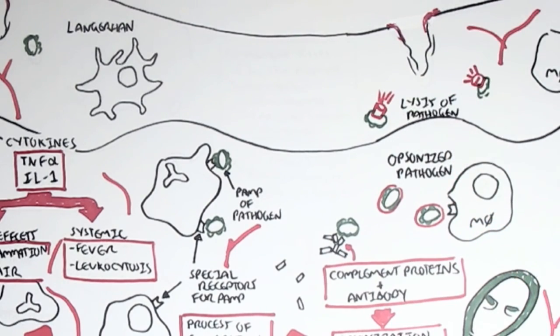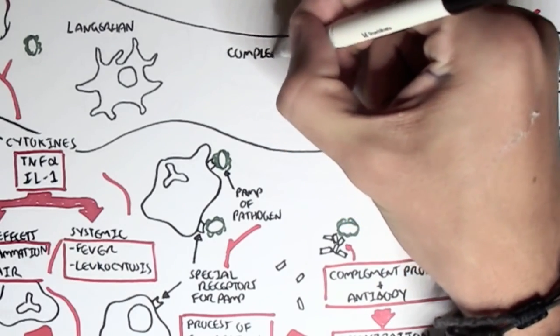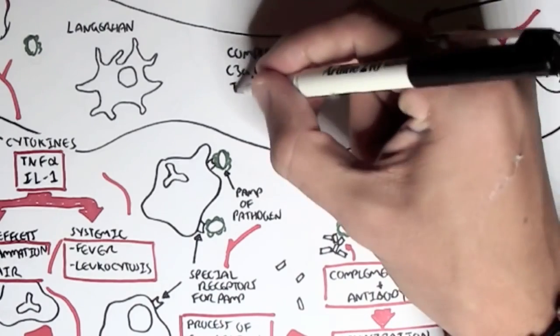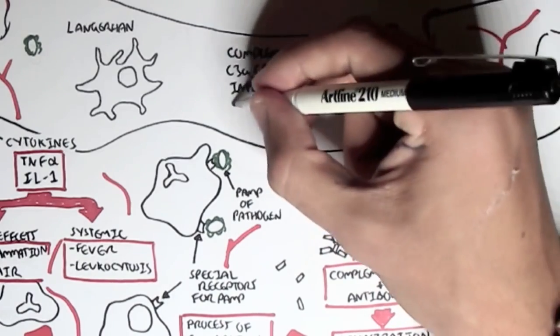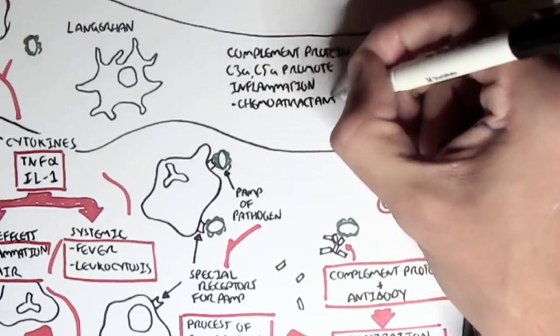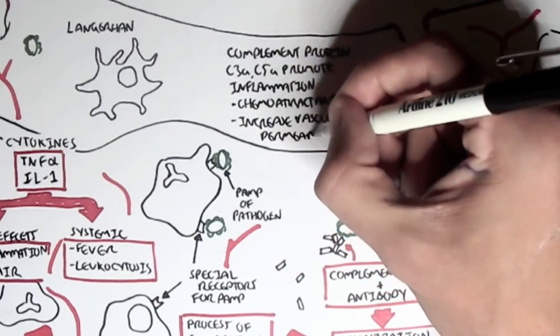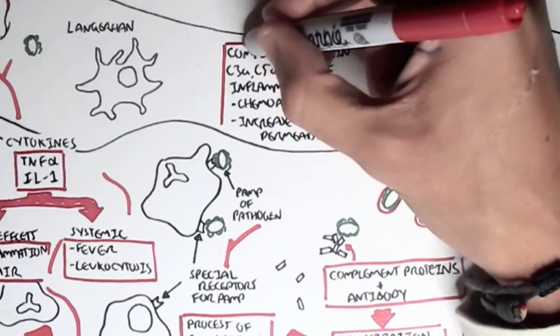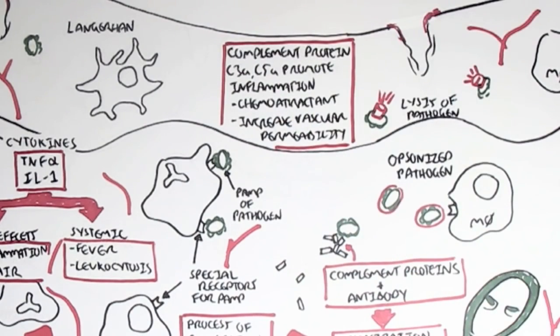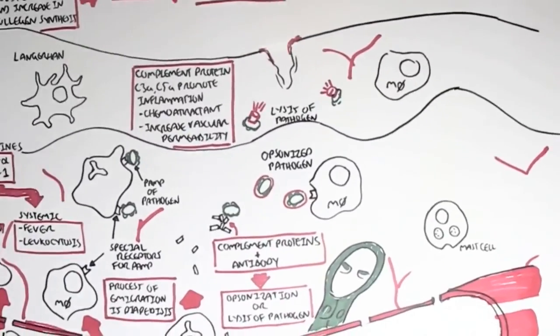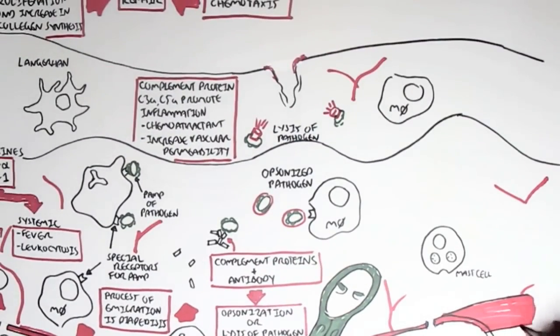Complement proteins such as C3a and C5a are very important inflammatory mediators as well, as they promote inflammation. They work as a chemoattractant to attract more immune cells, and they also increase vascular permeability, allowing more recruitment of immune cells. These complement proteins, C3a and C5a, because they're chemoattractants, also stimulate the repair of tissues. So as you can see, the complement proteins are important in the innate immune response, in the inflammatory response.